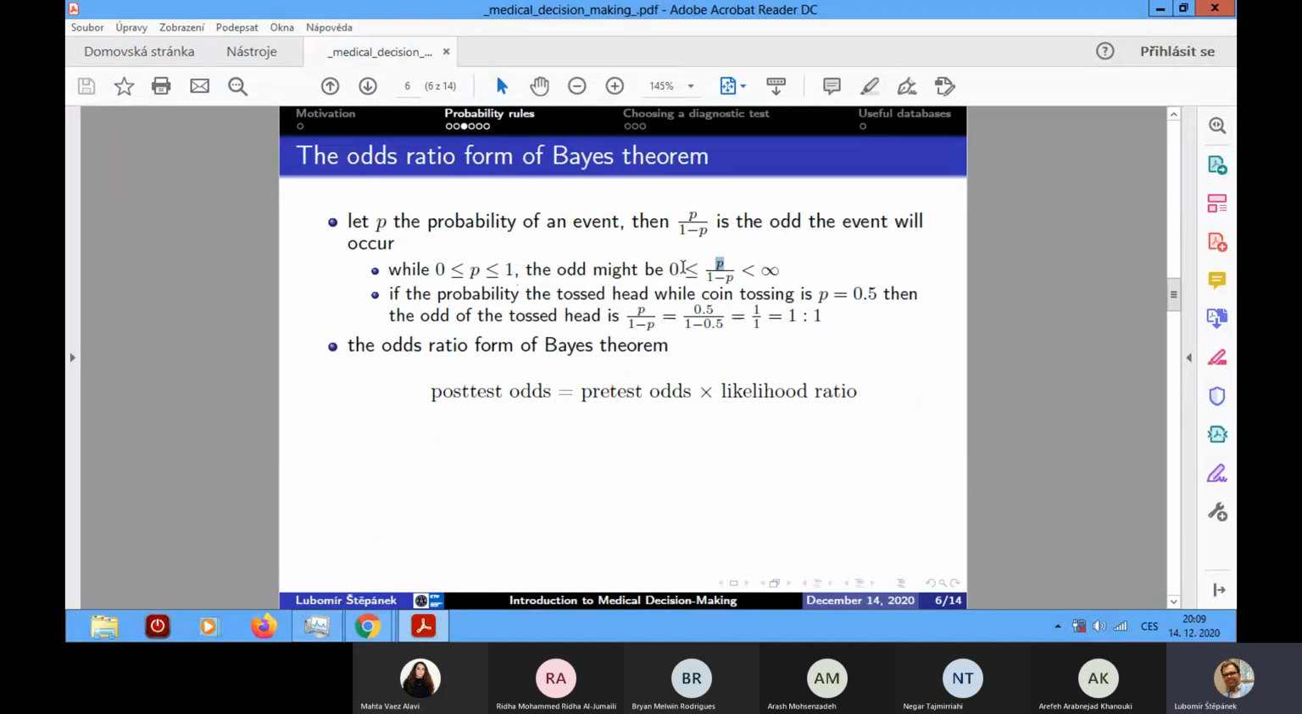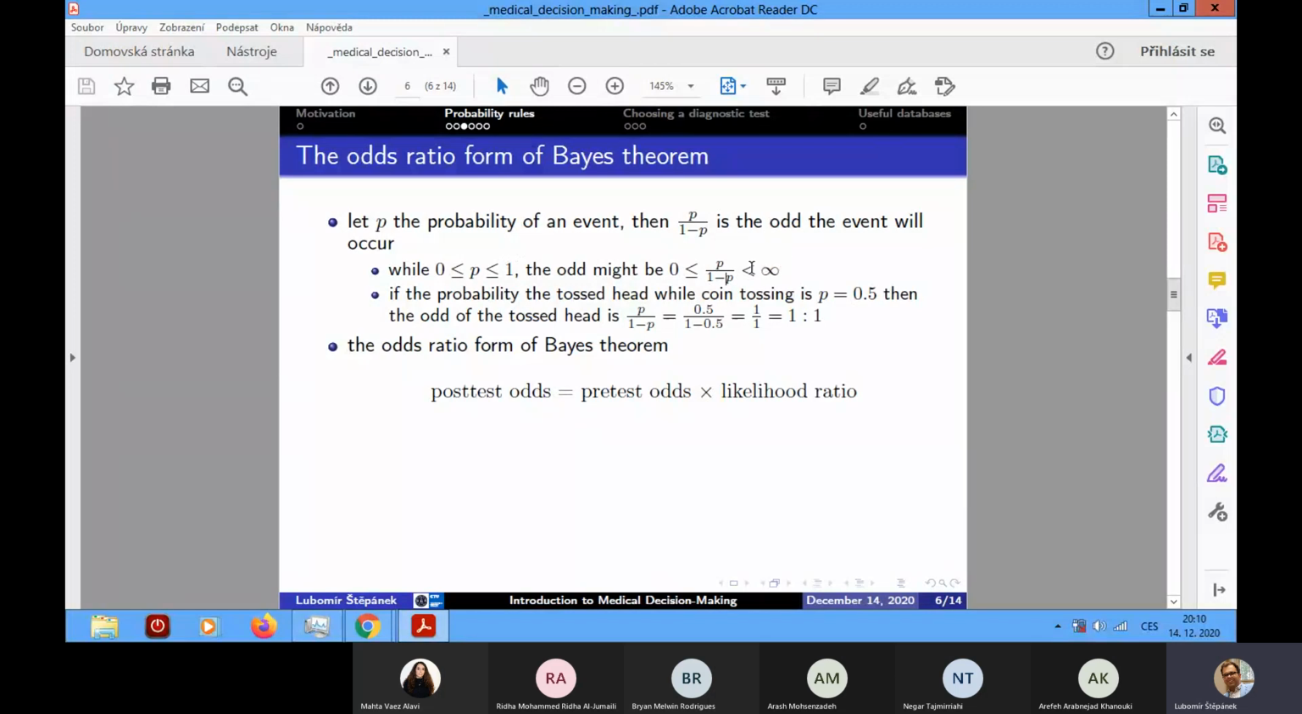It could also be 0. In case that p is 0, then it's going to be p over 1 minus p, so 0 over 1, which is equal to 0. But when p is really large, for example 0.99, it will be 0.99 over 1 minus 0.99. It means that it will be 0.99 over 0.01, so something like 99.